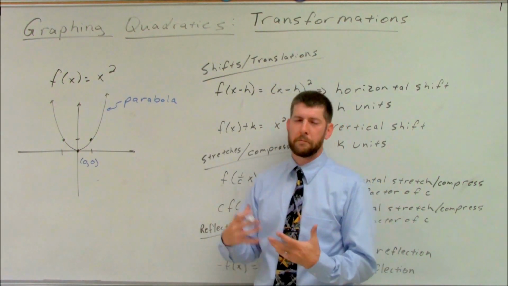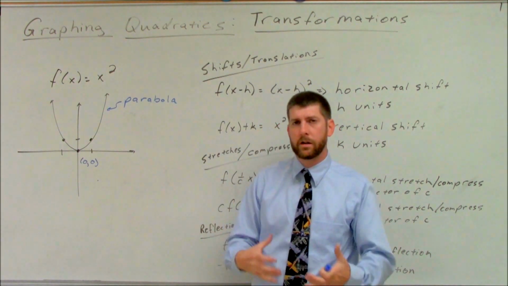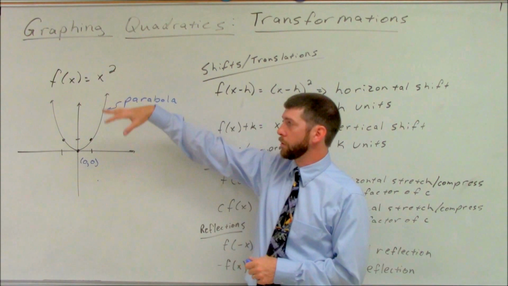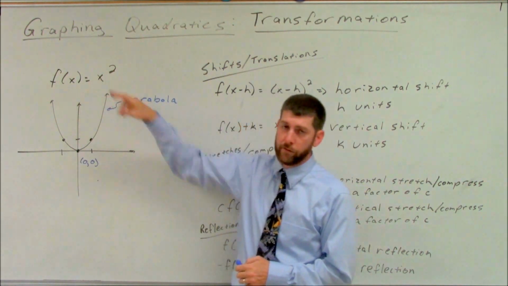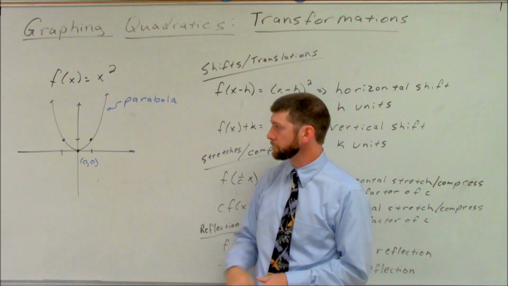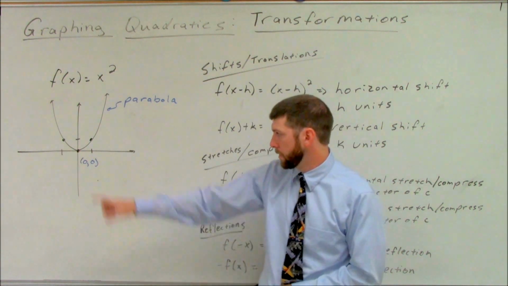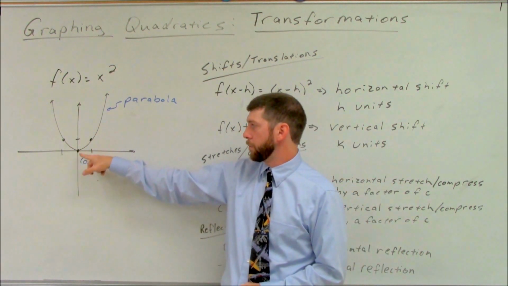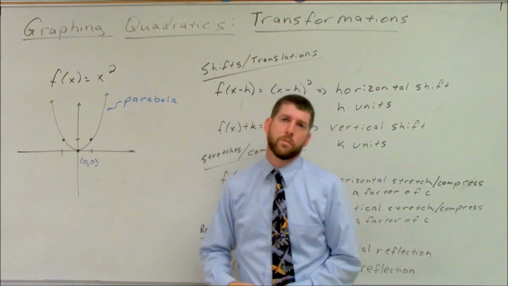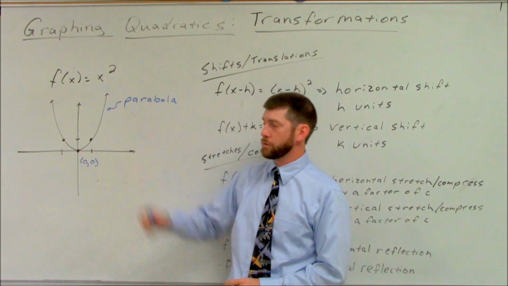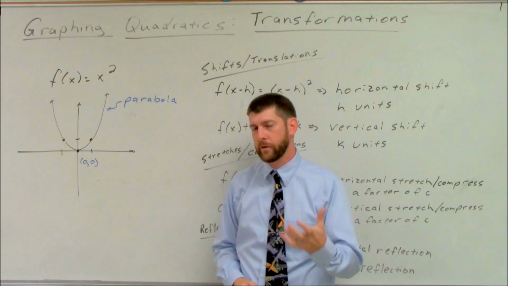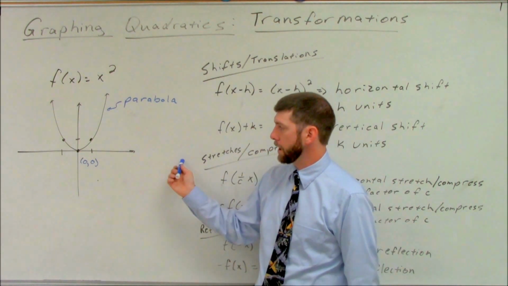To be able to graph by transformations, we need to know what an original function, the parent function, looks like. So our parent function for the quadratics is just f of x equals x squared. This is the general shape. Vertex is at 0, 0. It goes through the points 1, 1 and negative 1, 1. And the actual shape is called a parabola. The graph of a quadratic function is called a parabola.